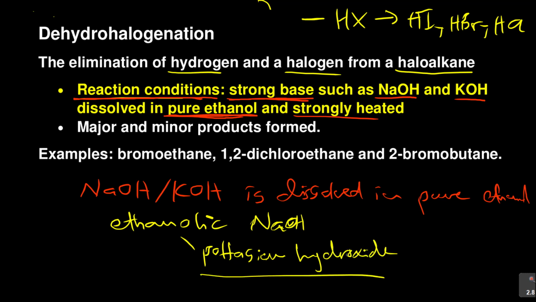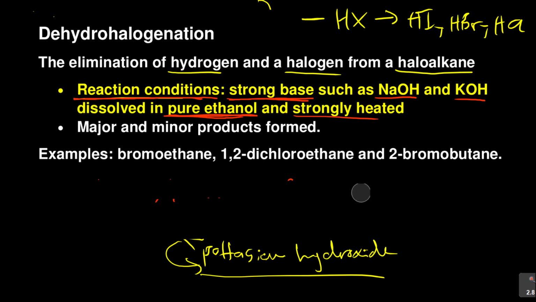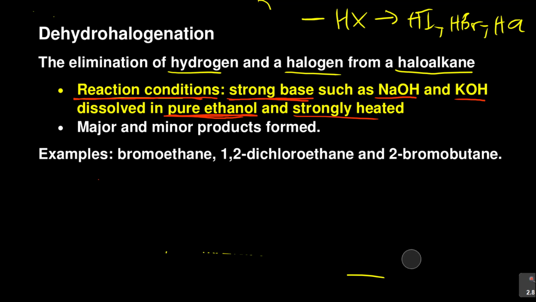Don't forget, whenever you see ethanolic potassium hydroxide, a strong base, you must know it's elimination. It can be dehydrohalogenation or dehydration, whatever it is. It's a strong base and pure ethanol, or they mention that it is ethanolic. You must know that. And in these reactions there are also minor products and major products formed. Let's look at the examples.